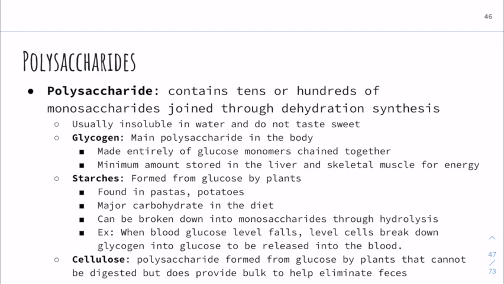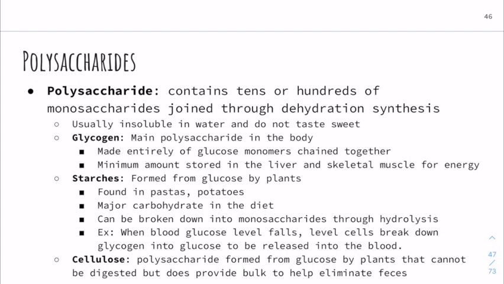Starches are formed from glucose by plants. It's a major carbohydrate in the diet, like pastas. Do pastas taste sweet? No. Potatoes? Not really, if you eat them plain. They can be broken down into monosaccharides through hydrolysis.